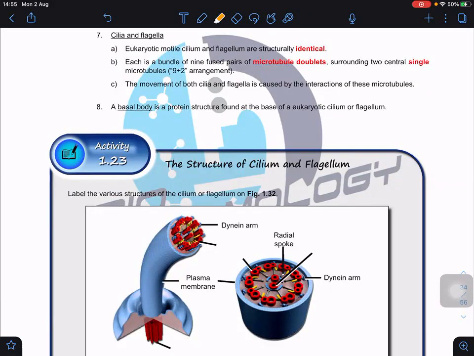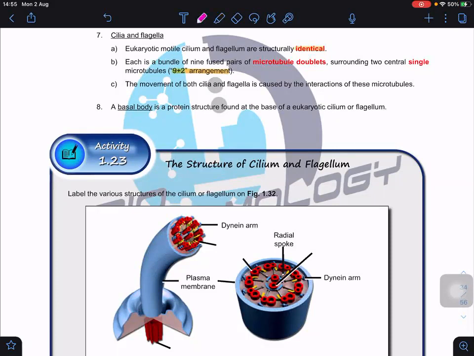Okay, another organelle or structure formed by microtubules: cilia and flagella. Eukaryotic cilia and flagella are motile. So basically, they are for movement. They can move. Are you clear? Structurally, they are quite identical, but in terms of arrangement, slightly different compared to the centriole. They are in the form of a 9 plus 2 arrangement.